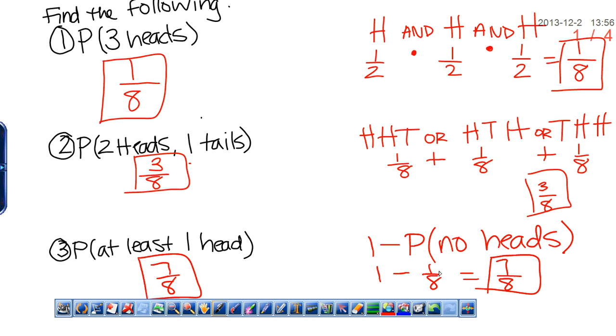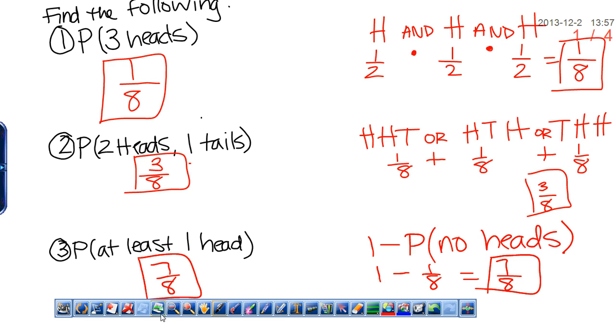This would be good if you had more coins or more outcomes so that you didn't have to count them all up. You could just do the 1 minus. All right, questions on our coin scenarios?